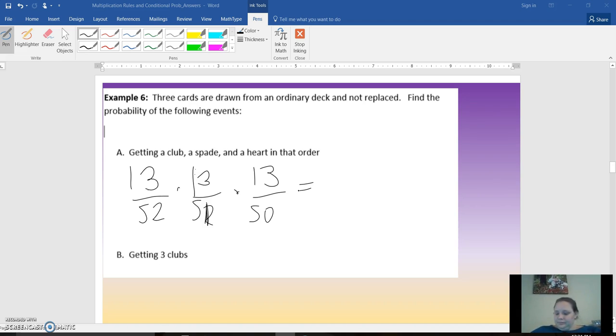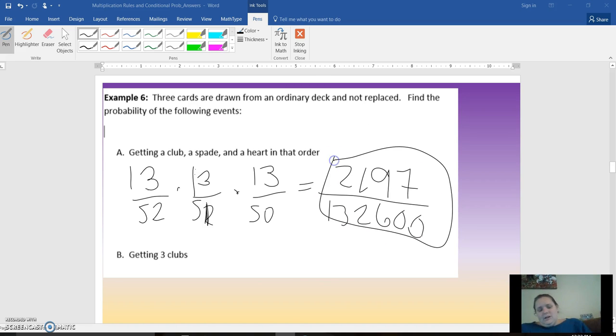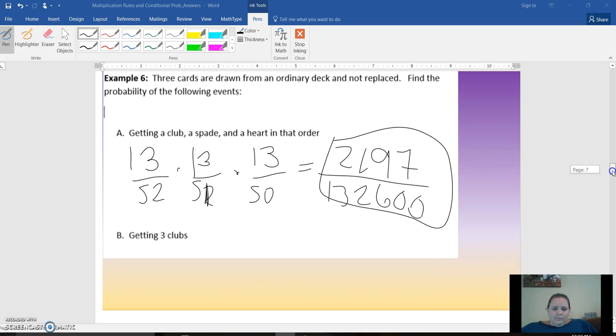So, I'm going to stay in fraction world instead of switching all that over. And then 13 times 13. I get 2197. Okay. And you don't have to stress about putting that in a decimal.